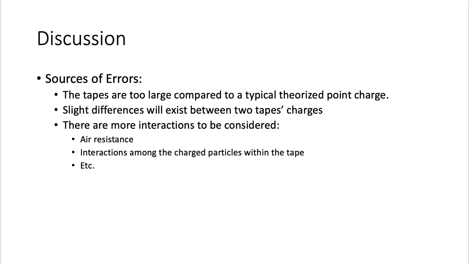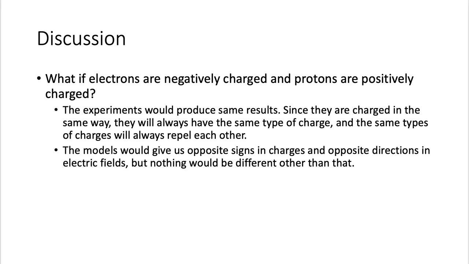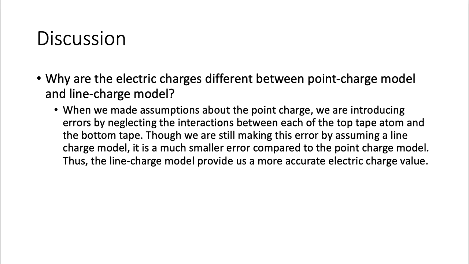For example, air resistance. If the electrons are positively charged and the protons are negatively charged, the experiment will have the same result, since the tapes are charged in the same way and they always have the same type of charge. And as indicated earlier, the difference between the electrical charges of the point charge model and the line charge model is because of the assumptions we made.